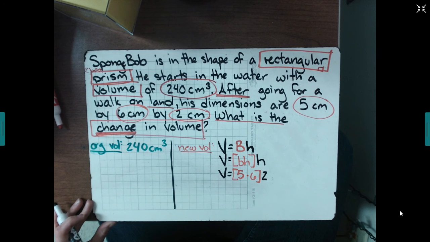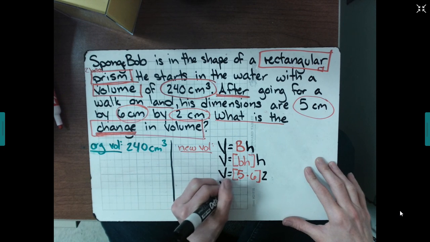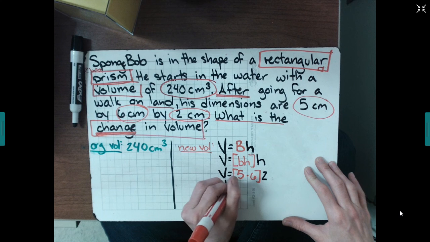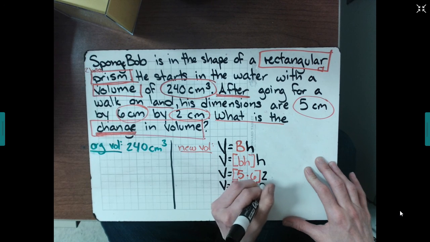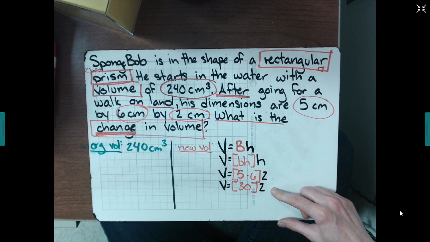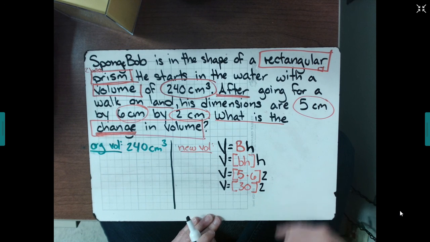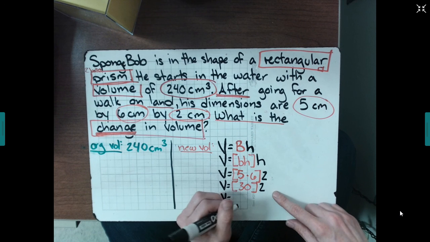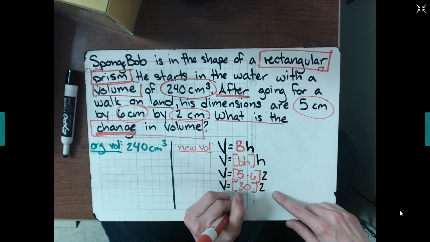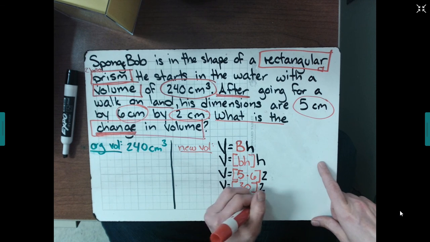Another way to think about it is with volume, we always want to find our area of our base first, right? And that's all this red stuff. So let's focus on the area of the base first. 5 times 6 is 30. Now all I have left to do is multiply it by 2. Okay, so you'll notice if you use the formula and plug in, it'll tell you what you have to do next so that you don't miss a step. Volume is 30 times 2, which is 60. So our new volume is 60 cubic centimeters.